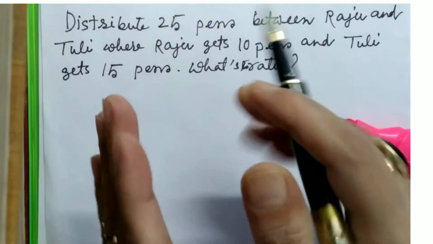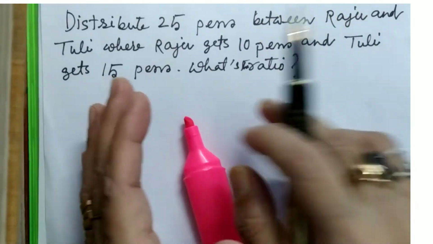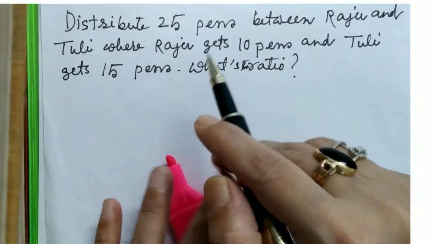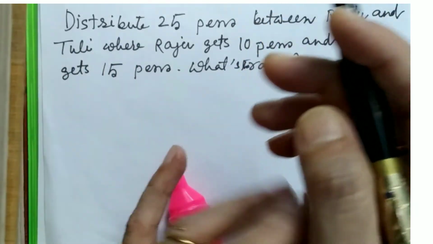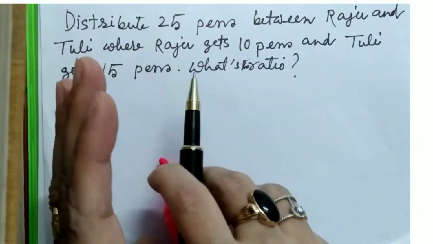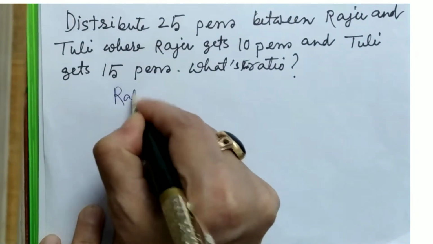So there is a big confusion faced by many students. So guys, now I'm going to clear all your doubts about this and show you which one is the correct answer. If I say distribute 25 pens between Raju and Tuli, where Raju gets 10 pens and Tuli gets 15 pens, what's the ratio? Correct. The ratio will be 10:15.